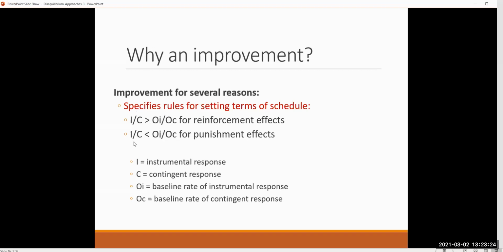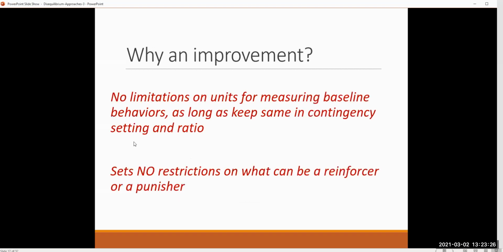But I can specify the terms of the condition. There are also no limitations on units for measuring the baseline behaviors as long as I keep the same in contingency setting as the original ratio. So I can have numbers of peas and minutes of TV. Well, those are totally different. One is time-based, one is physical number of an object. That's okay. If I want 30 minutes of TV, then I have to eat so many peas.